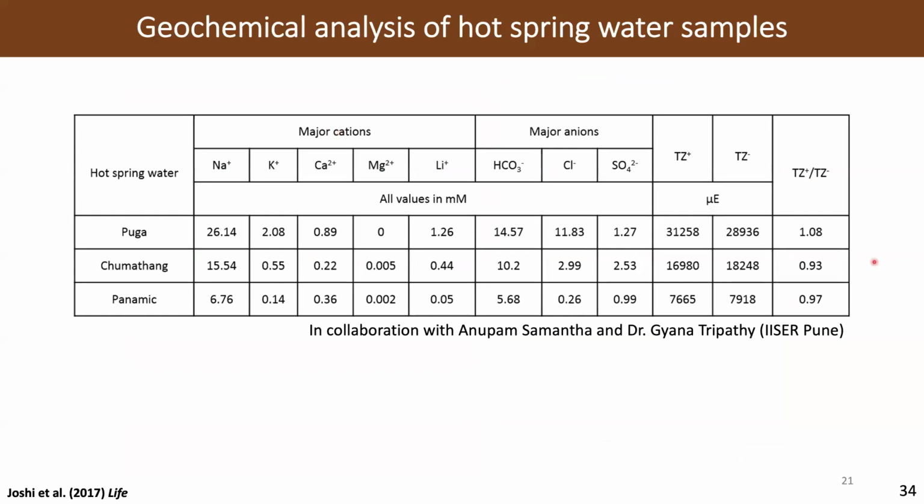And I won't get into details, but this is just to say that if you have Puga sample, the spread of major cations and anions, the amounts present in them, is very different from Chumatang and from Panamic. Is that something you can appreciate from this table? You can just look at the columns and look at the numbers. Your sodium ions, for example, are highest in Puga, followed by Chumatang and then Panamic. If you take magnesium, Puga has very, very little amounts of magnesium. There is very, very little amounts of magnesium present in Chumatang and Panamic. Now, if you look at the anions, for example chloride, Puga is rich in chloride ions, but very little of it is present in Chumatang and Panamic.